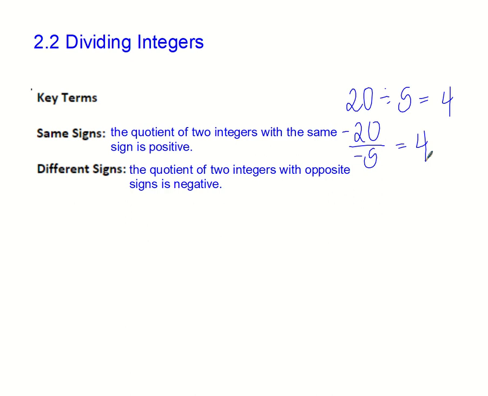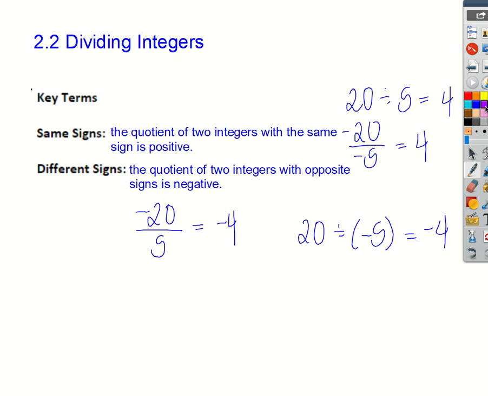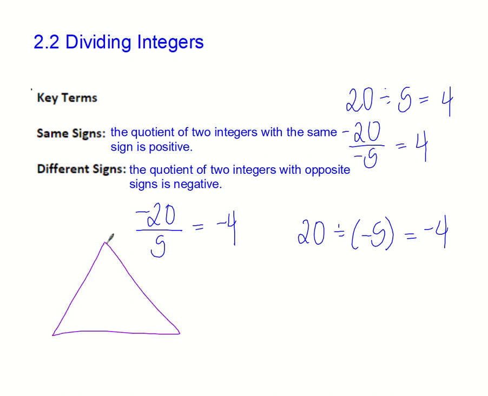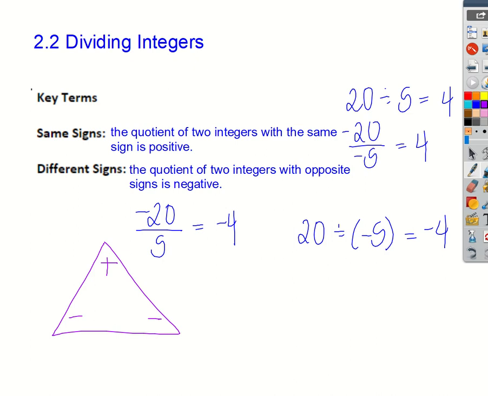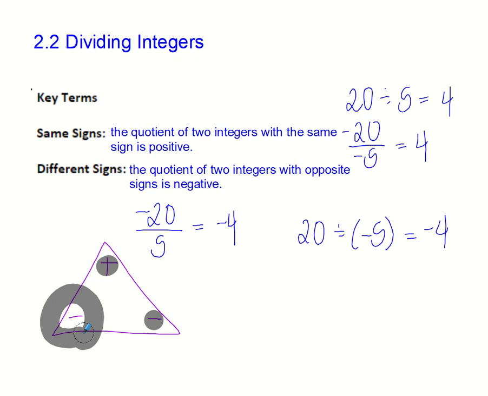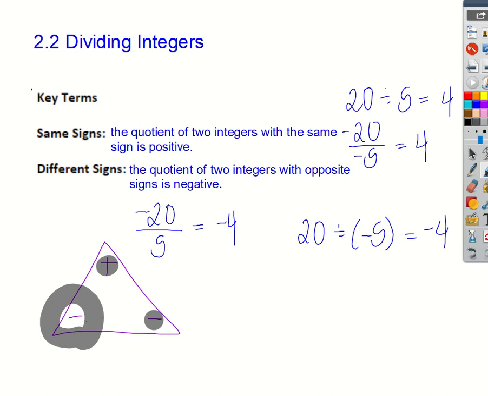Different signs, I'm going to use the same two integers. So let's write this one: negative 20 divided by a positive 5 is a negative 4. And then we'll write the 20 over 5 as a ratio, because you're going to see them written both ways, and it is a negative 4. Again, we can use our triangle that I introduced you to yesterday. Just to review real quick, if we have a positive divided by a negative, then your answer is a negative. So again, it still works for division of fractions.